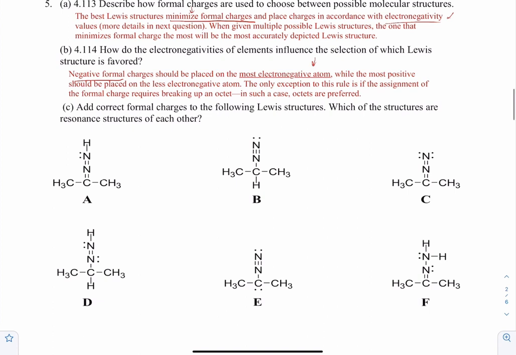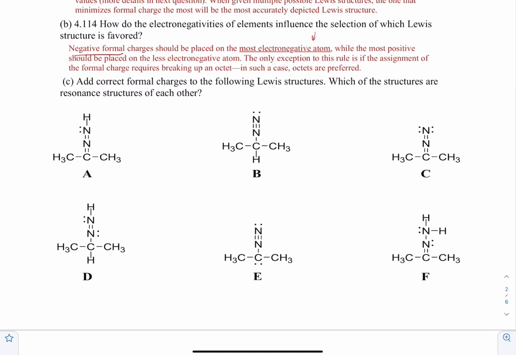So now in part C, they actually ask us to add formal charges to these Lewis structures. And which of the following structures are resonance structures of each other? Now, if you remember from the last video, we talked about how to assign formal charges, and we always said it's want minus have, okay?